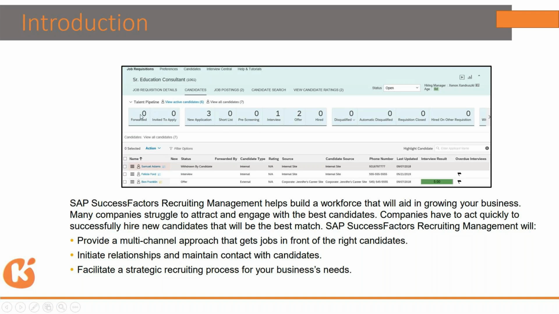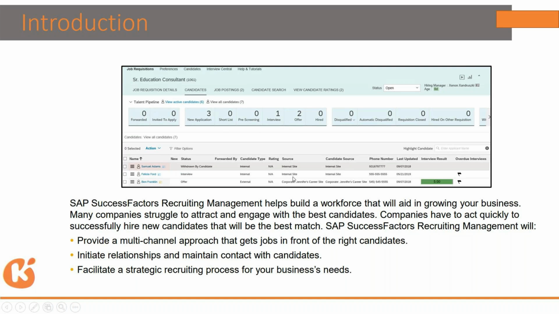Now here you can see there is a senior education consultant requisition, and there are a total of 7 candidates. Out of these 7 candidates, in this screenshot you can see 3 profiles. You can also see the candidate source, whether it's internal site, or here there is a corporate source. Corporate in the sense that somebody from an external source has applied, and internal site means somebody within the company has applied. So that is what you can see for internal site.